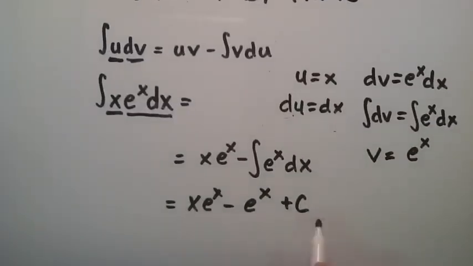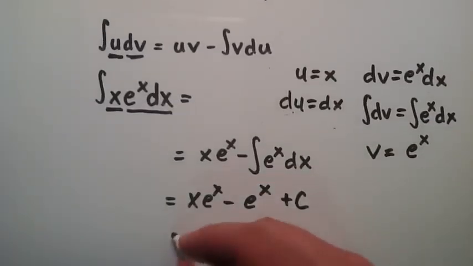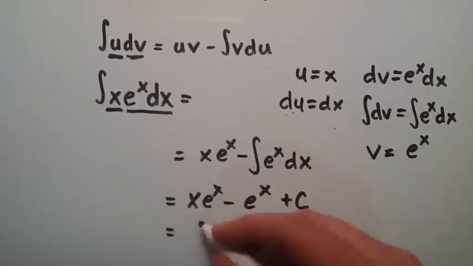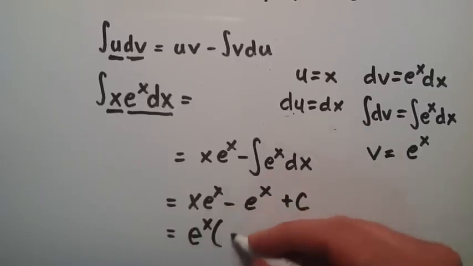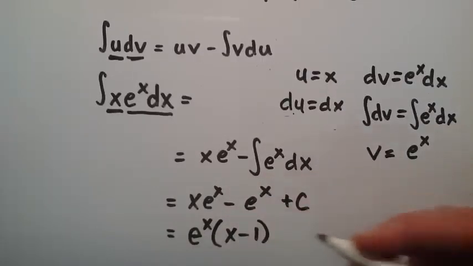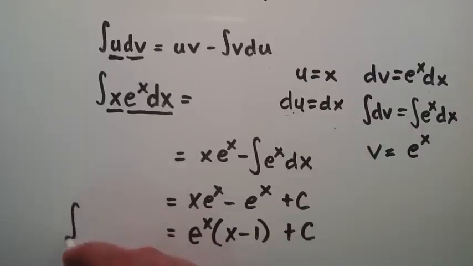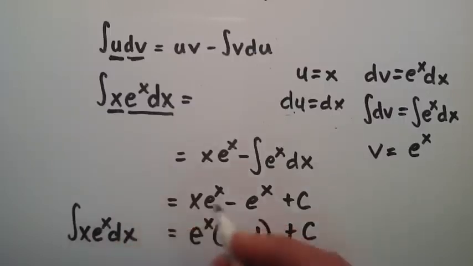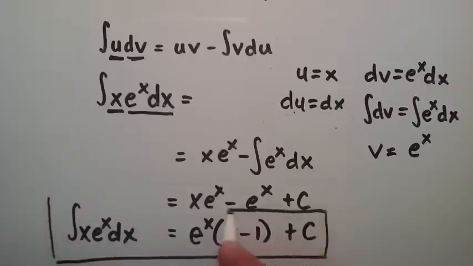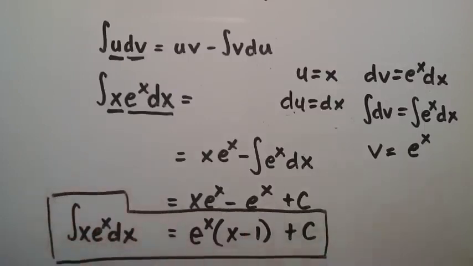So this is our answer, and we can simplify this a little bit. We can factor out an e to the x out of the first two terms, so this becomes e to the x times x minus 1, plus some constant. So we solved the integral of x e to the x with respect to x, and it turns out that it's equal to e to the x multiplied by the quantity of x minus 1 plus some constant. This is the solution, and we got that by using integration by parts.